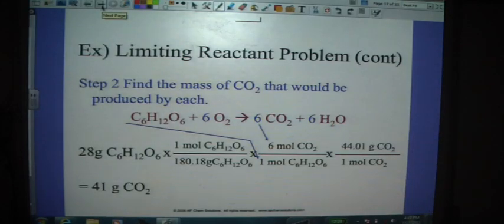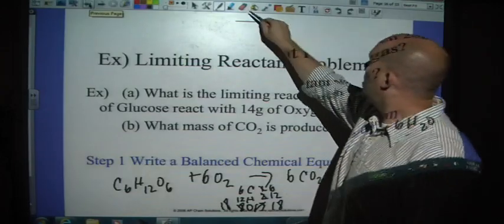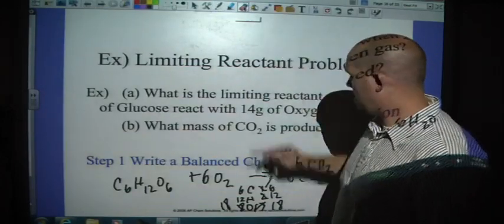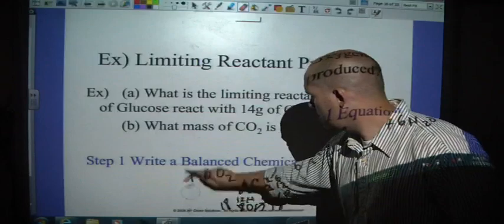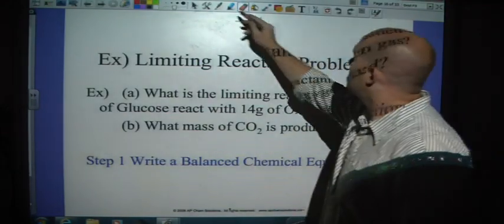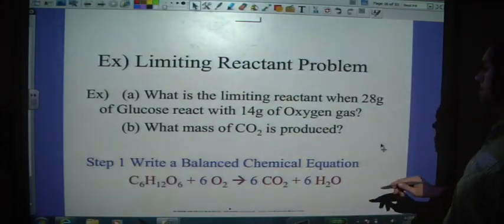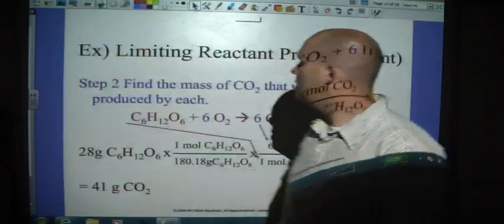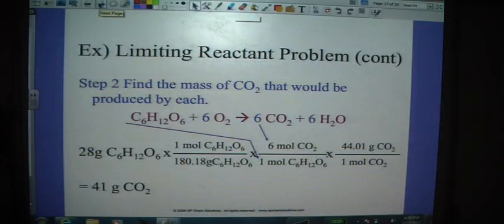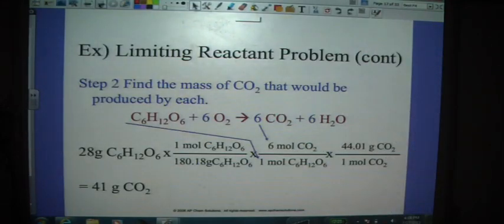So on this one, since we came to this, I'm going to go ahead and erase all this. We can see that. And so we're going to come over here, and now we're going to take a look at our step 2. Find the mass of carbon dioxide that would be produced by each.